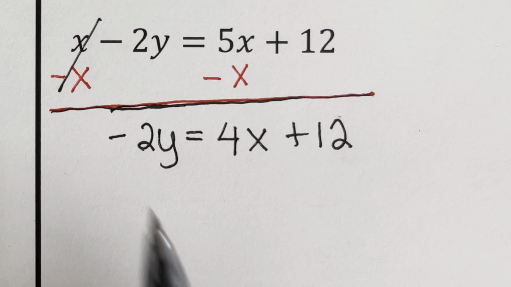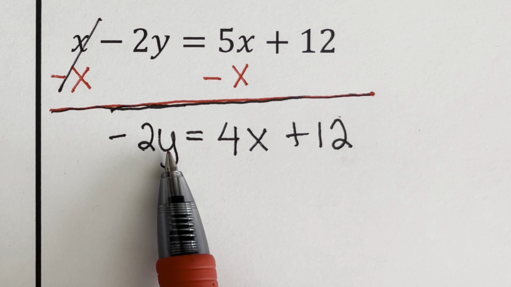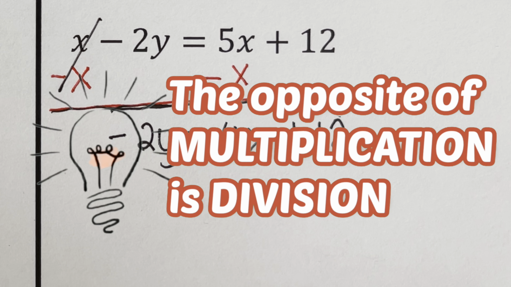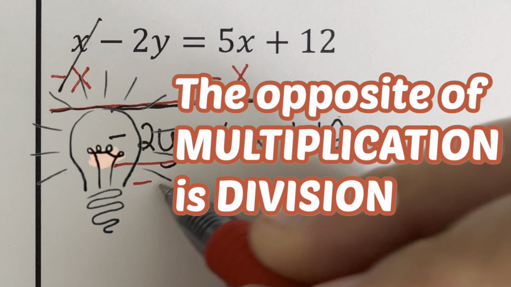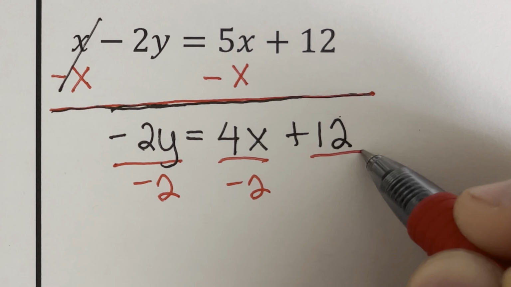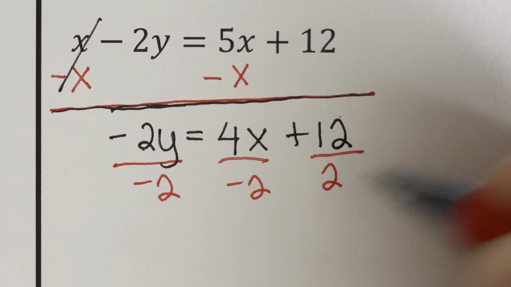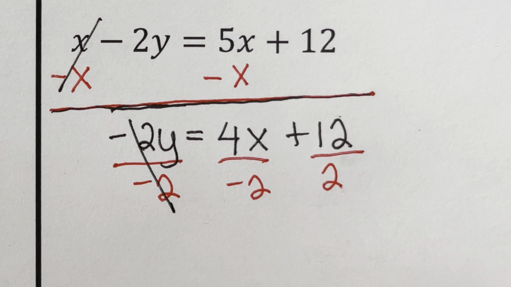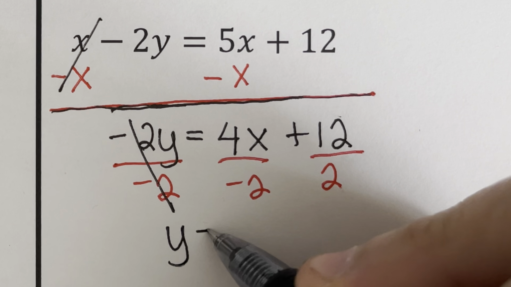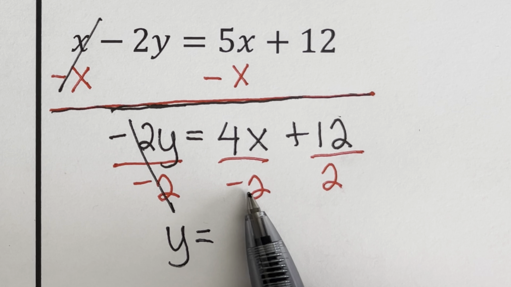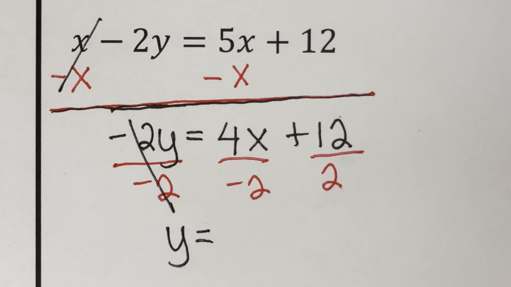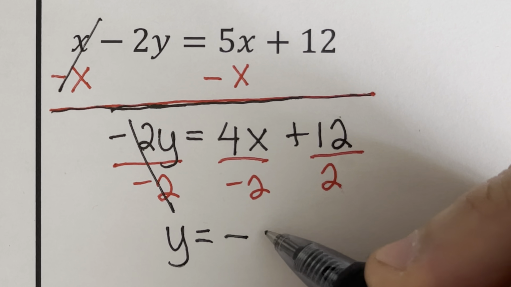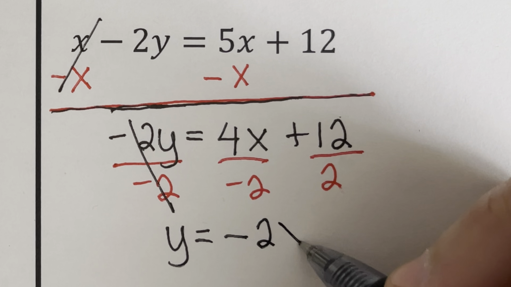Since we say that this is negative 2 multiplied by y, or times y, we remember that the opposite of multiplication is division. So I'm going to divide all of these by negative 2, both left and right, so that we can get rid of the negative 2. Negative 2 divided by negative 2 is a 1, so we can just cross that out. So y is equal to, positive 4 divided by negative 2 is a negative 2. So that would be a negative right there. And 4 divided by 2 is a 2. So that's a negative 2x.